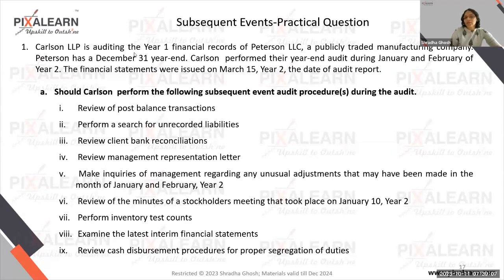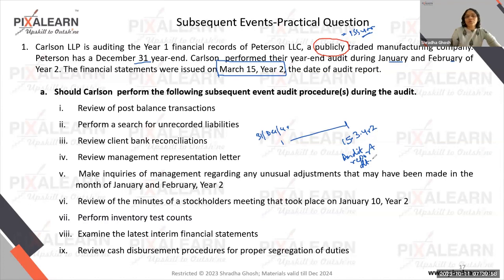Carlson LLP is auditing the year 1 financial records of Peterson LLC, which is a publicly traded manufacturing company. Stop. The moment I say publicly traded, it's important information for me. Why? Because I know it's an issuer. Peterson has a 31st December year end. Carlson performed their year-end audit during January and February of the second year. The financial statements were issued on the third month, 15th March of year 2, the date of the audit report. So they have already told me that 31st December year 1 was the account closing date and 15th March year 2 was the audit report date.